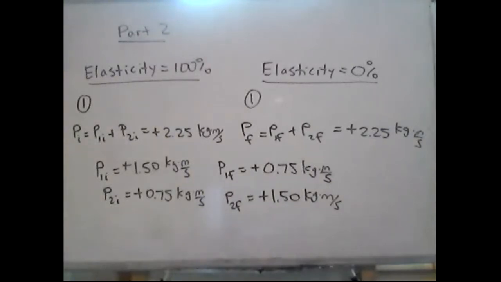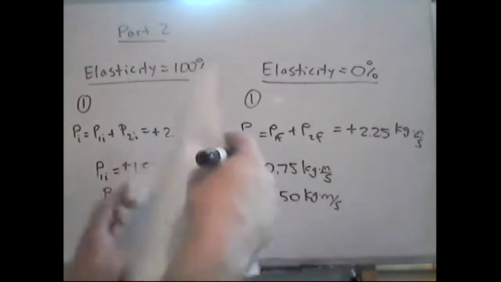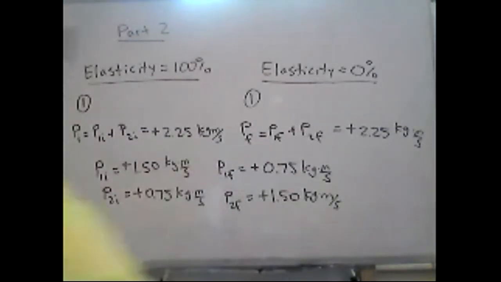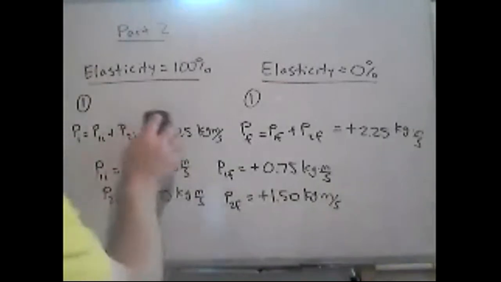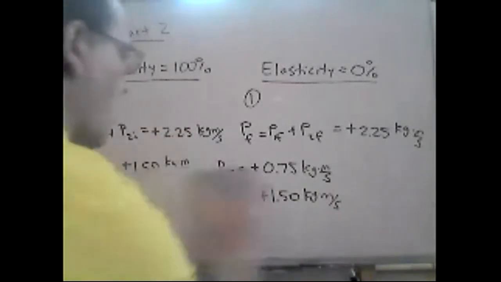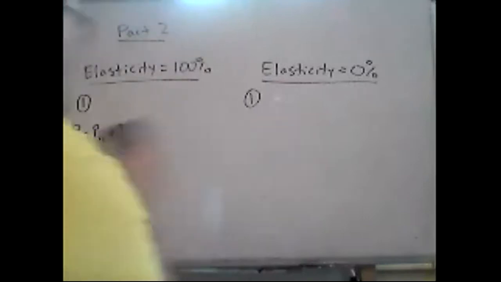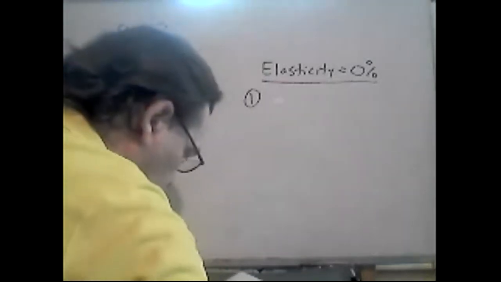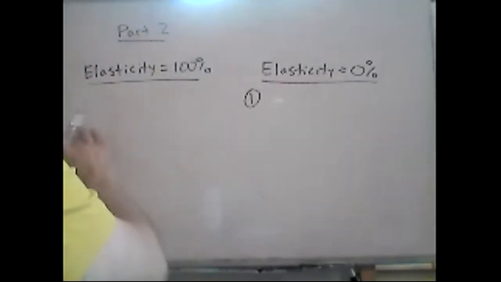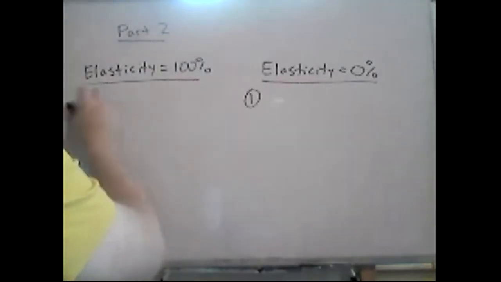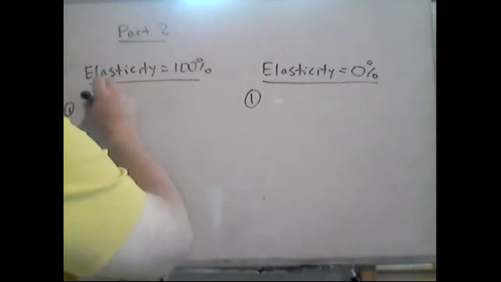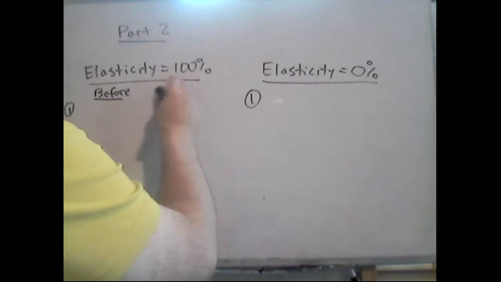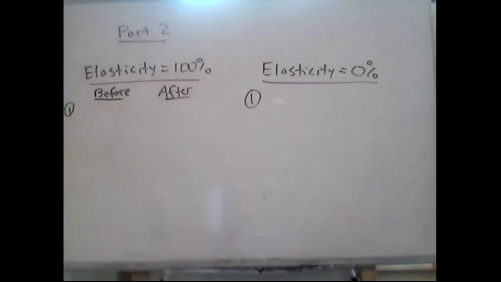So what do I put in the table? I just did the calculations. What goes in the table? I have the before and the after. It says total momentum before. I'm just going to write before. You would want to be more explicit. And after.